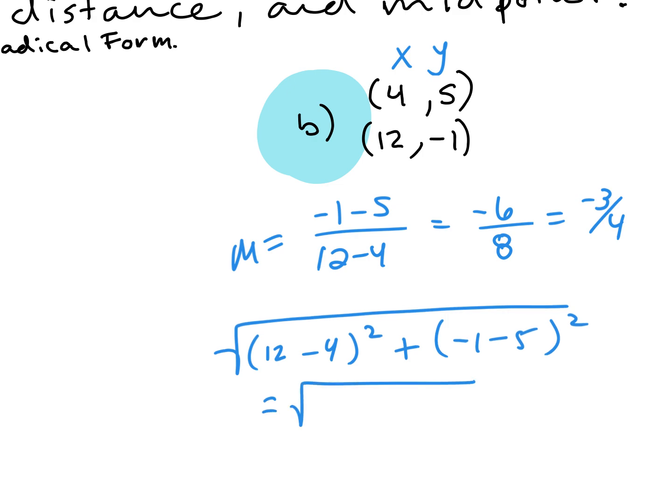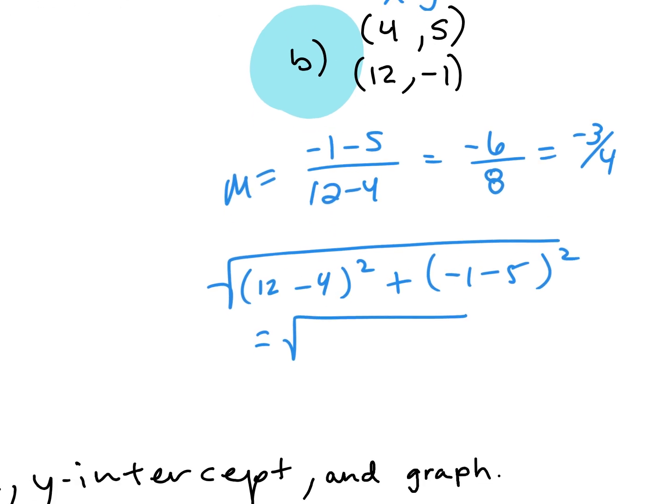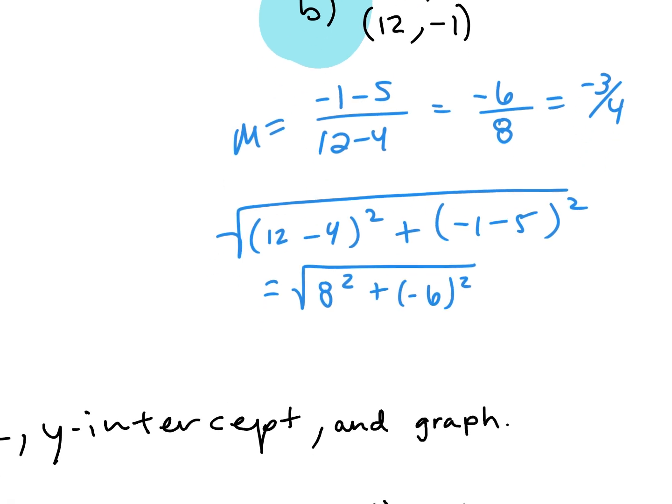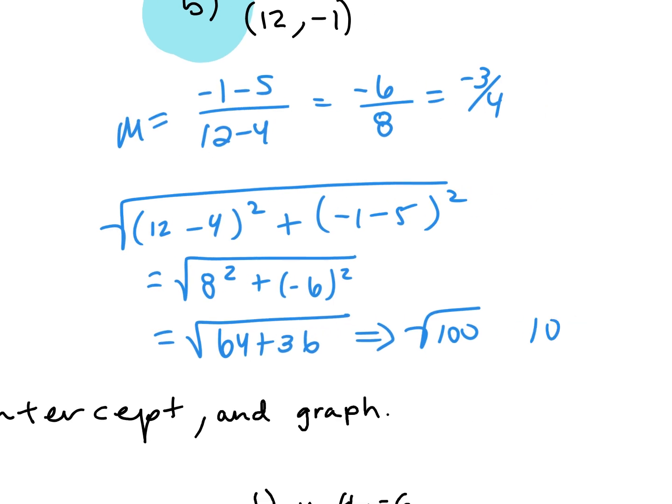What is 12 minus 4? 8. So I have 8 squared. Plus -1 minus 5 is -6 squared, right? So that ends up being 64 plus 36. Which is what? What's 64 plus 36? 100. Do I leave my answer like that? What's my distance? 10, okay? If this was a radical that wasn't a perfect square, but could be simplified, you guys need to do that. Make sure we're simplifying everything.